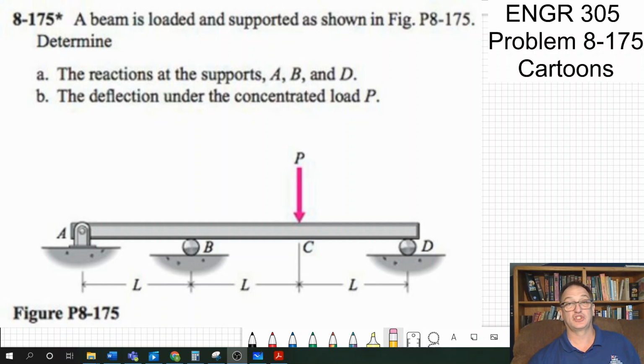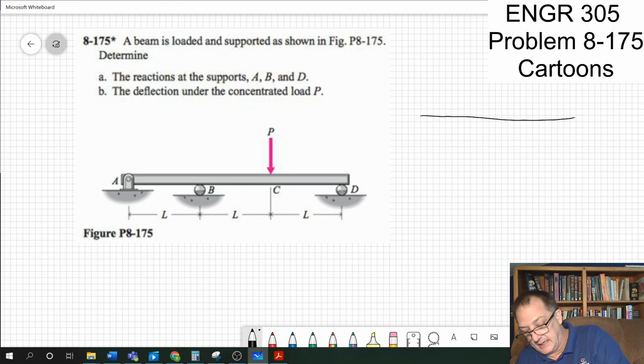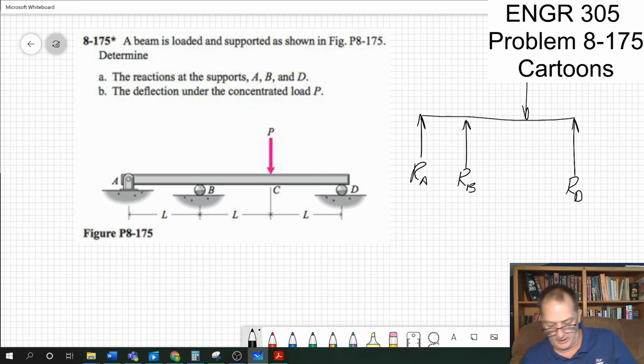Now, if this were a standard Engineering 202 problem, I really need to draw the free body diagram, which is going to look like this. I've got a reaction at A, a reaction at B, and a reaction at D with a load there. Now I've got three unknowns: 1, 2, 3. And so that creates the problem.